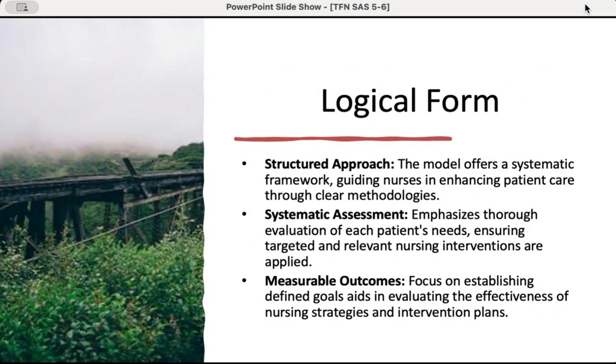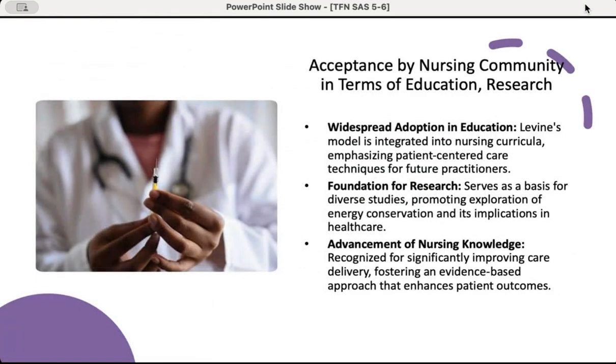With a systematic assessment, this emphasizes your evaluation of your patient's needs, ensuring targeted and relevant nursing interventions are applied. And at the same time, when we try to measure these outcomes, we have to focus on establishing defined goals, which aid in evaluating the effectiveness of nursing strategies and intervention plans.